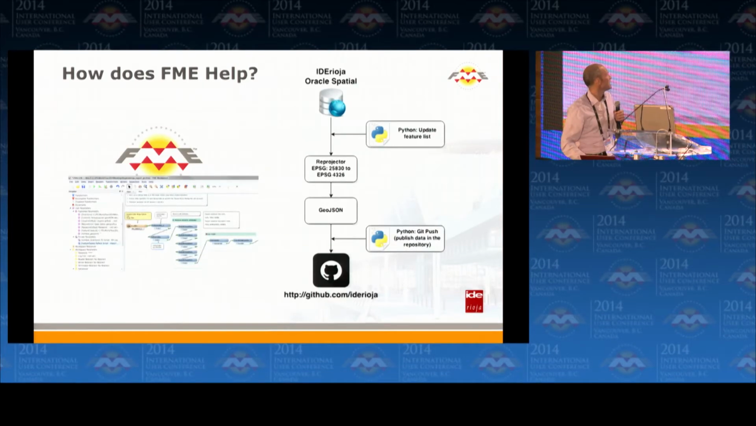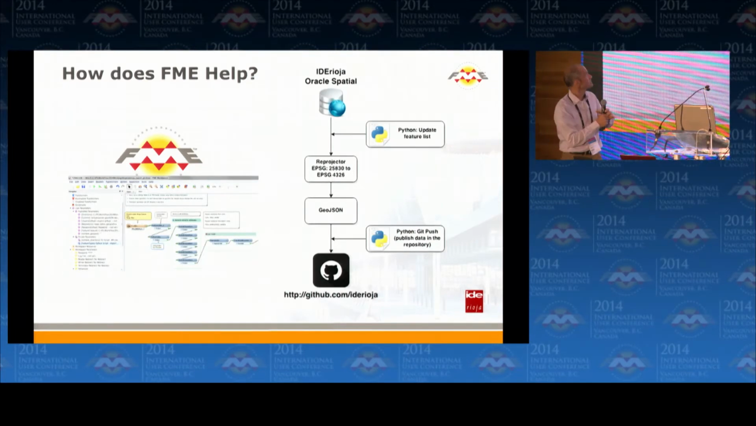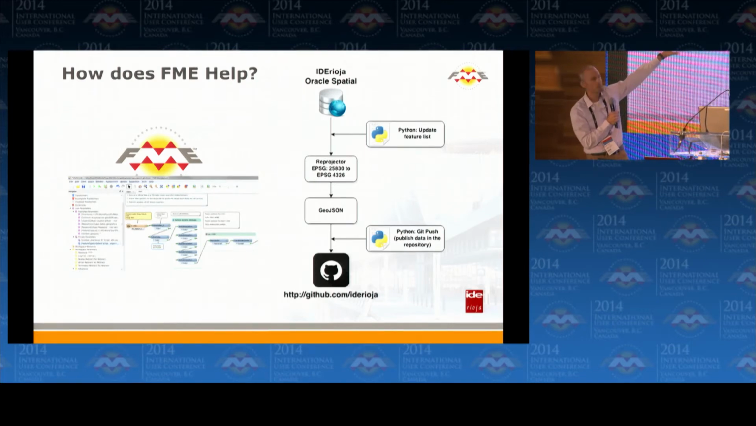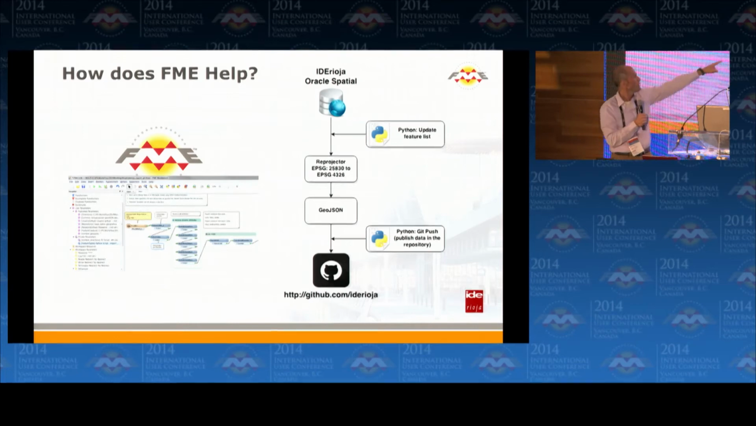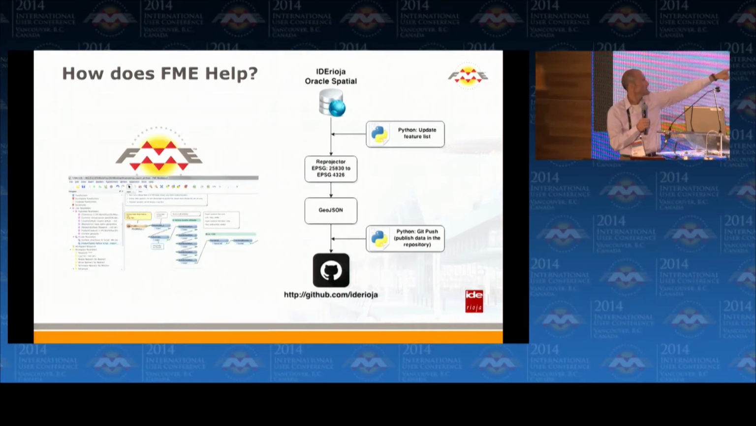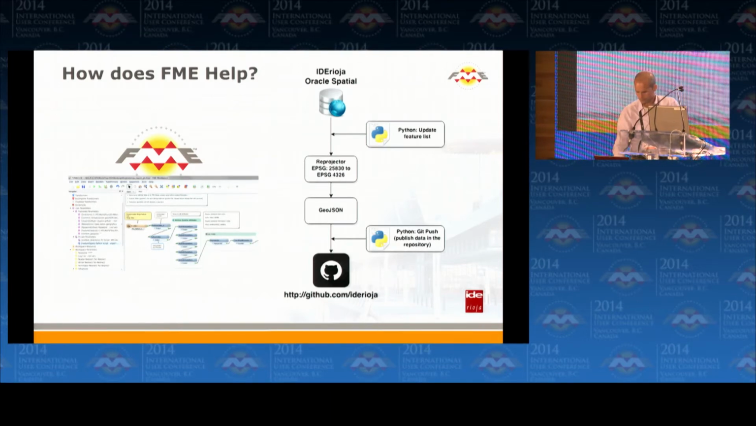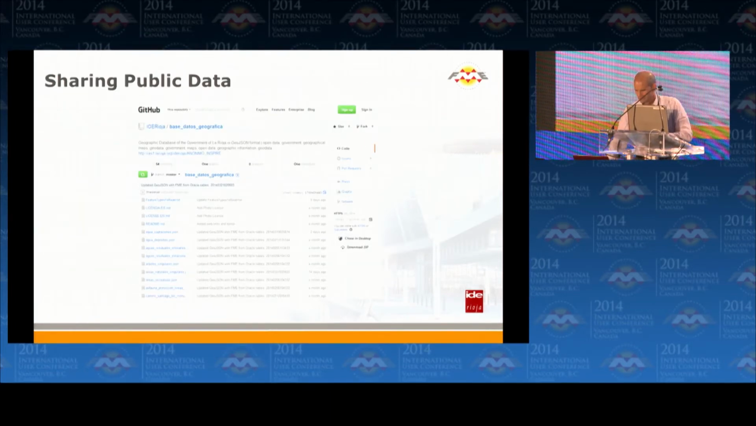So this is just a schematic map of what I already talked about. You can see we start in Oracle Spatial. Python reads the layer list into FME. There's actually a reprojector in there. We write to GeoJSON. It's actually a TCL shutdown script that pushes it up there. So that's how FME helps.